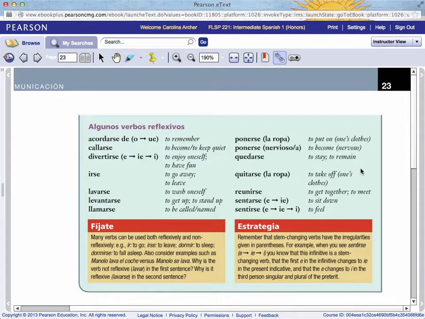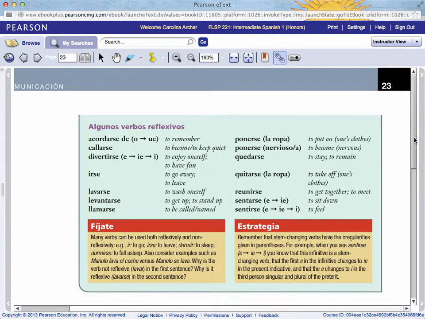Quedarse, to stay or to remain. Tú te quedas en tu casa. Quitarse, por ejemplo, la ropa, to take off, for example, one's clothes, or like you could say take off the makeup, for example. Reunirse, to get together, to meet. You say nos reunimos mañana a las 10. Sentarse, that means that the e here is going to change to ie. Yo me siento, tú te sientas, to sit down. Y sentirse, to feel. Me siento cansado, te sientes feliz, etc.